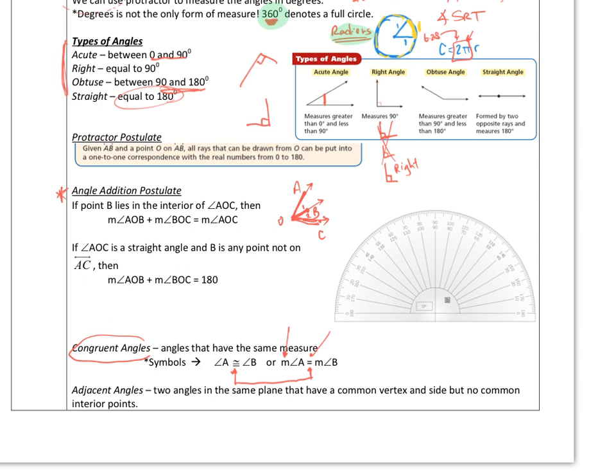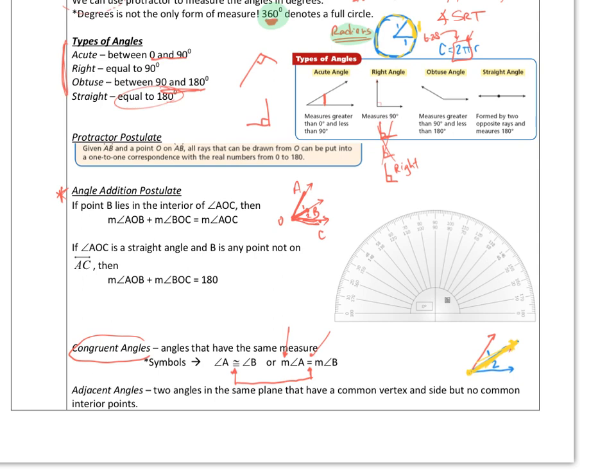Adjacent angles are two angles in the same plane that have a common vertex but no common interior points. So in other words, if I draw this angle right there, and suppose I have another one here, these two, angle 1 and angle 2, are adjacent angles because they share this common vertex right here and a common side. So they have a common vertex and a common side.